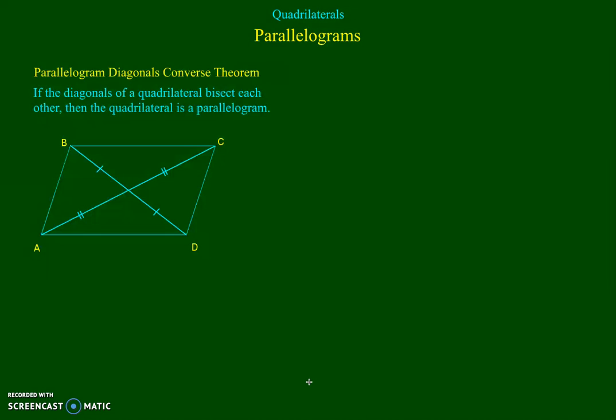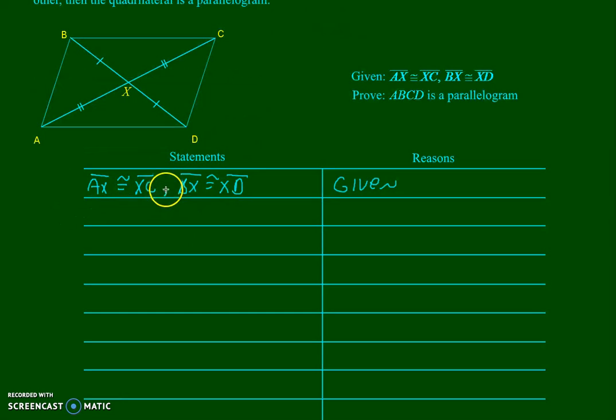This is the parallelogram diagonals converse theorem, and it says if the diagonals of a quadrilateral bisect each other, then the quadrilateral is a parallelogram. Now let's go ahead and look at why this works. The plan for this proof is going to involve vertical angles here, showing that these two triangles are congruent by side angle side. Then we're going to show that this side is congruent to that by CPCTC, and this angle to this by the same idea. And therefore, because this side and this side are both parallel and congruent, we'll use the parallelogram opposite sides parallel and congruent theorem to show that this is a parallelogram.